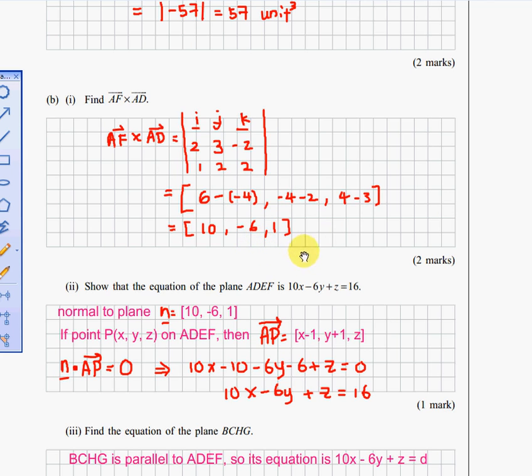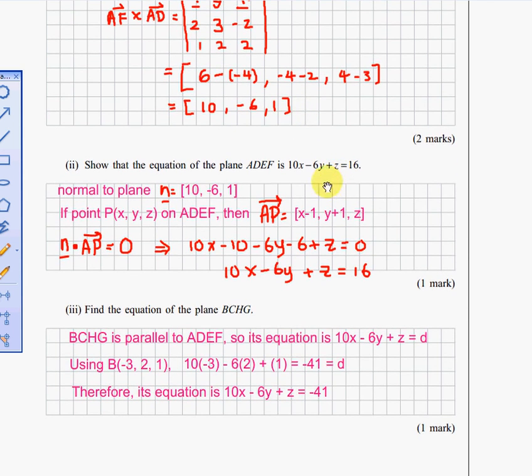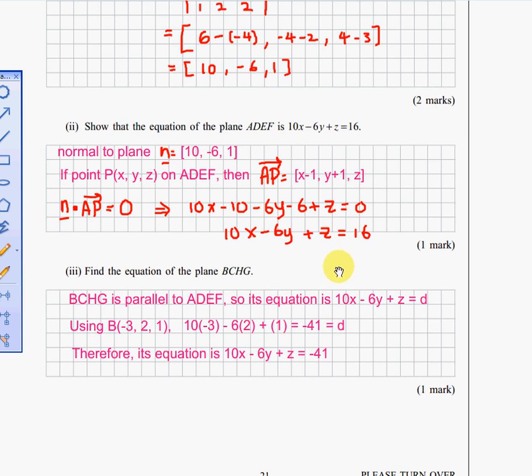And then part B is just a cross product of two vectors. The reason they ask you to do this is that this vector is normal to both planes ADEF and BCHG. There's some reason for it if you go on working on all the later parts.